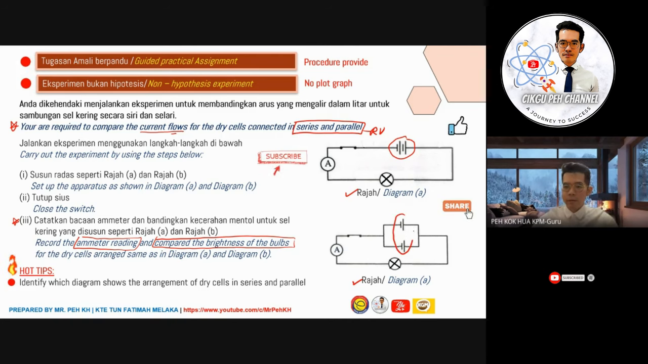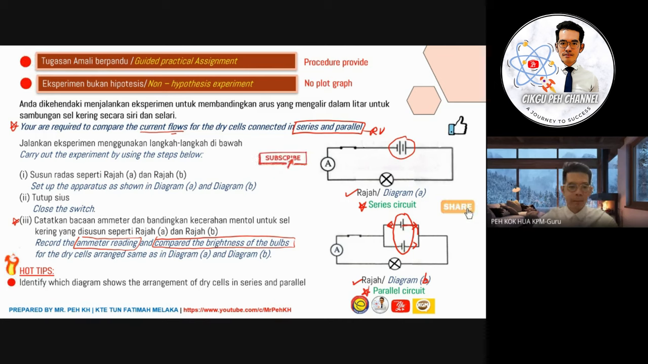While in diagram B, you may see the dry cells are arranged in branches to each other, and here we have two paths. The top is one path, the bottom is another path. So diagram B here refers to parallel. Okay, so I already labeled here: series circuit for diagram A.